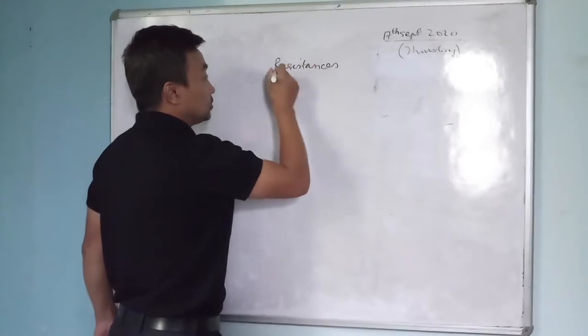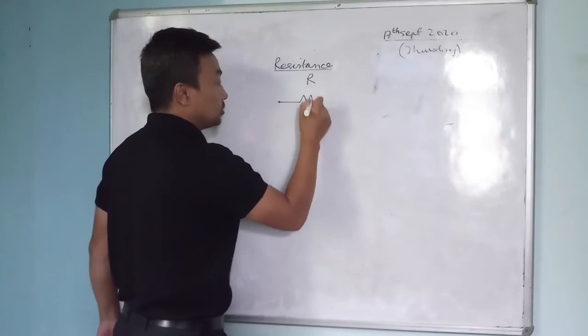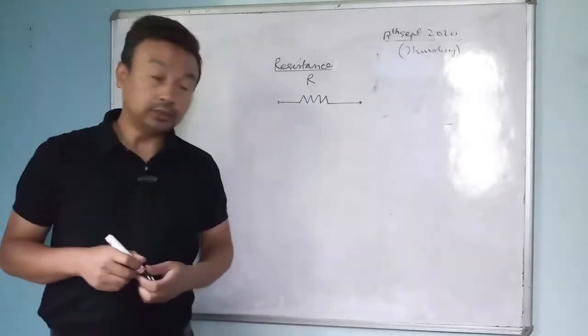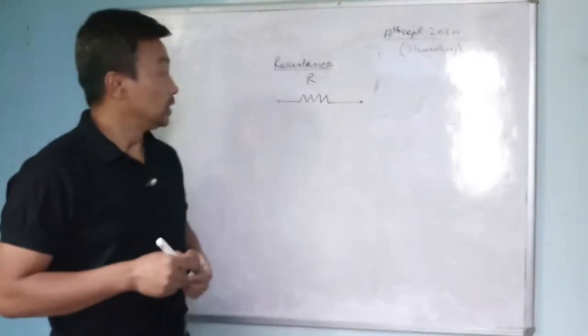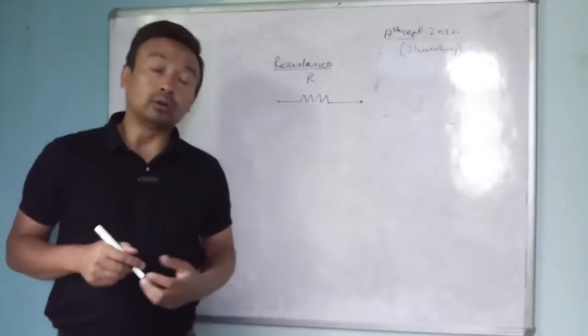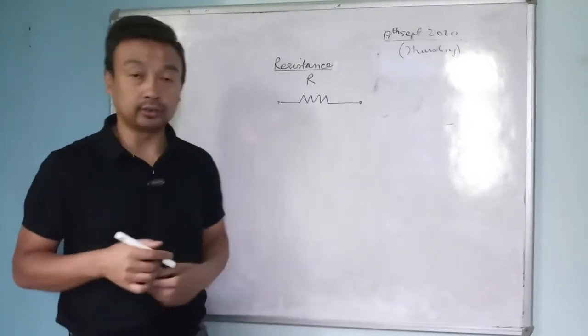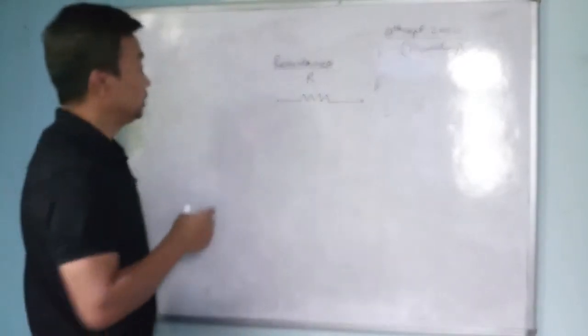The resistance is given by the symbol R, and in the circuit diagram it is represented by this symbol. It is also called a resistor, and if you take two or more resistors in a circuit or in a wire, then they can be combined in two ways. So today we will be doing the topic of combination of the resistors or the resistances. Please write down the topic.